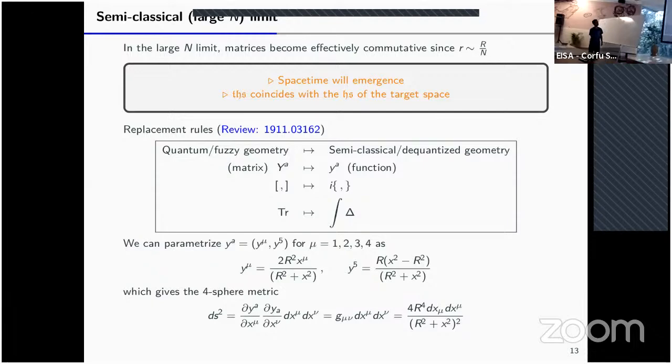So now, since we already have a proper notion of geometries, let's try to parameterize our coordinate as the following. We split Y^A, where A runs from 1 to 5, into two parts. The first part, Y^mu, where mu runs from 1 to 4, will be the tangent mode of this Y, and then Y^5 is defined by this. So you can obtain the metric of the four-sphere as the following. This is also known as the affine patch of the four-sphere.